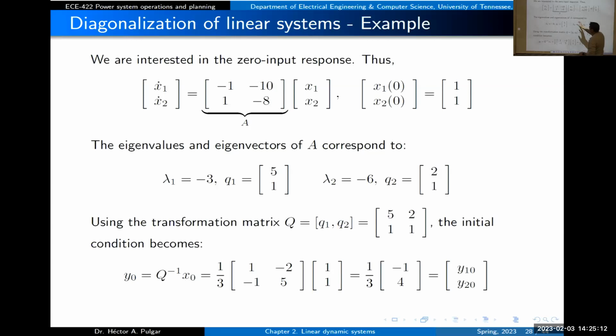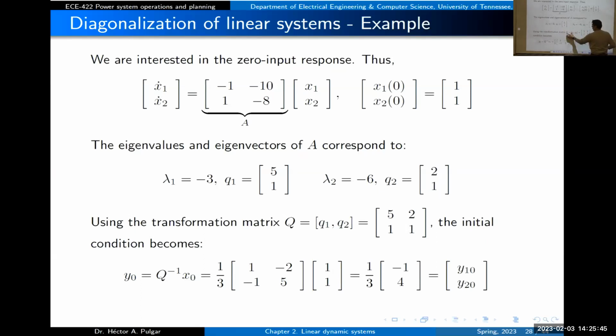To study this problem, we need to get the eigenvalues and eigenvectors of the matrix A. In this case, the eigenvalue lambda 1 is -3 and Q1 is (5, 1). For the sake of time, I want you to check this. It's in the notes, but try to do it by yourself, and then you compare. The second eigenvalue is -6, and Q2 is 5.